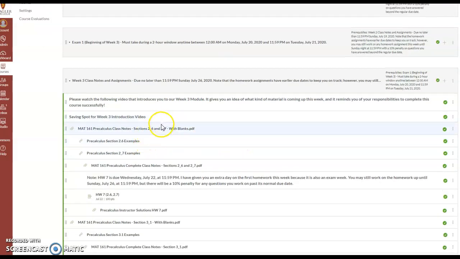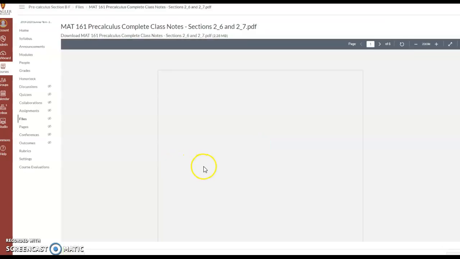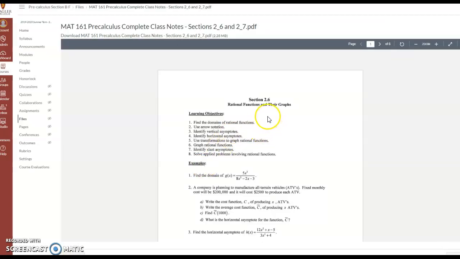Okay, when we get to week 3, first of all, we're going to be talking about sections 2.6 and 2.7 together. So sections 2.6 and 2.7, we are talking about rational functions and their graphs in section 2.6. A rational function is just a polynomial divided by a polynomial. So that's a kind of rational function that you will see.